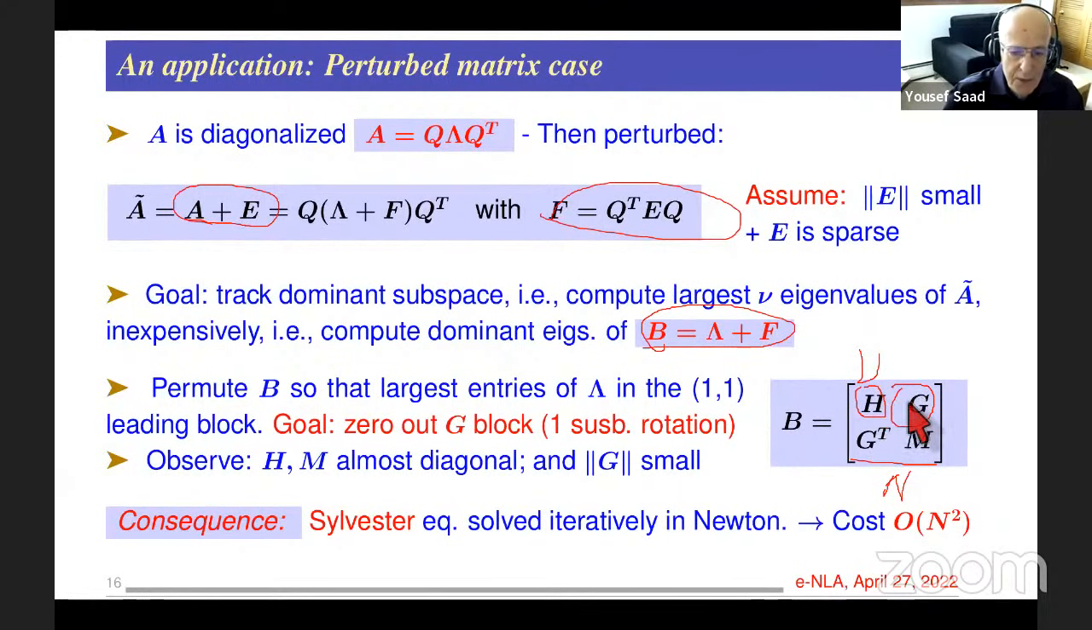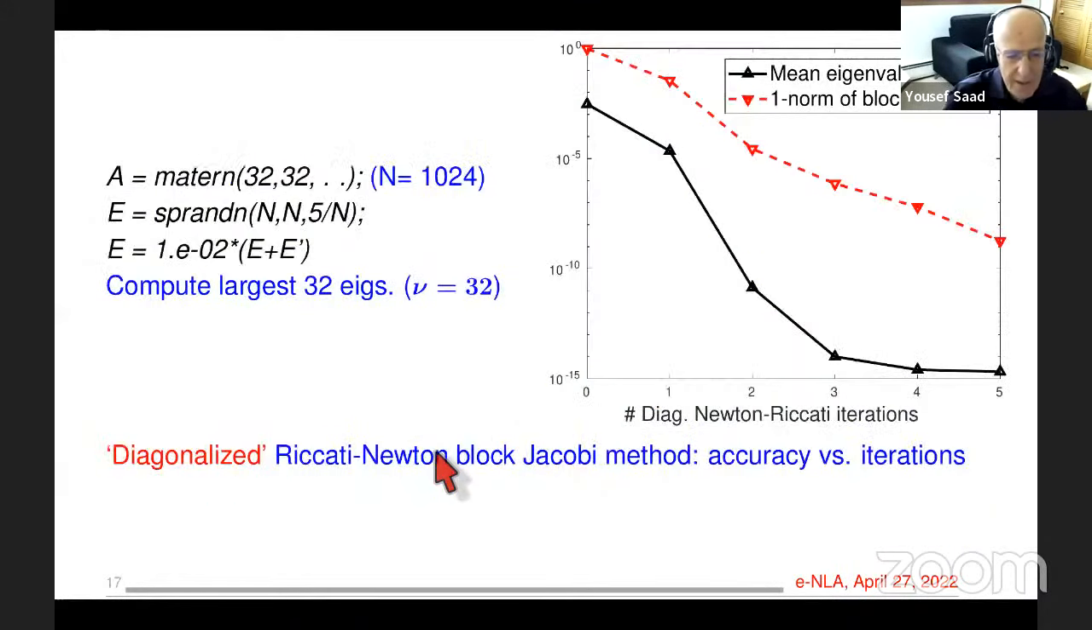And the question now is, how do I eliminate this G? And then you could use that approach. Here's one instance where the Newton approach is interesting, because this matrix is almost diagonal. So it's very inexpensive to solve the Sylvester equations in this case, or an approximation by essentially replacing these by diagonal matrices. So the cost is order n squared in this case. So you can very easily correct the eigenvalue problem.